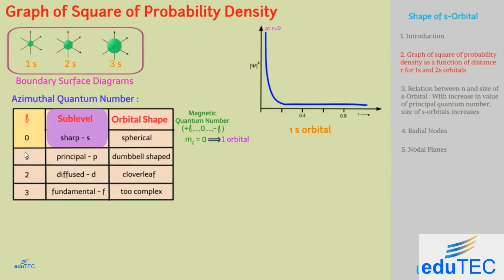This means that the value of ψ²(r) depends on distance but is independent of direction, and hence the s orbital must be spherically symmetrical about the nucleus. Therefore, it follows that the shape of s orbital must be spherical.